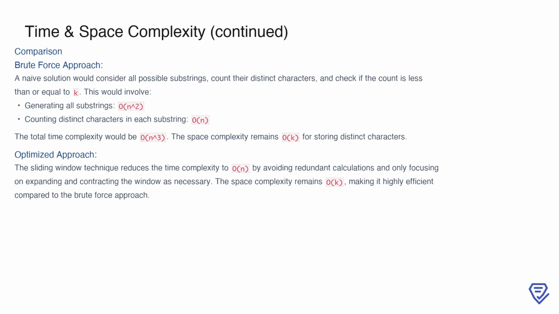In contrast, the optimized sliding window technique avoids redundant calculations by dynamically expanding and contracting the window as needed, achieving a time complexity of O(n). Both approaches share the same space complexity of O(k), since they both require storage proportional to the number of distinct characters. This makes the sliding window approach significantly more efficient, especially for large inputs.